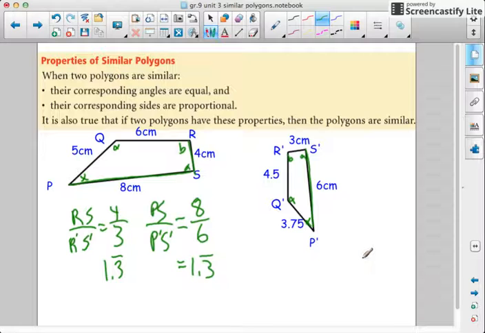So you'd continue to do this for all of the corresponding sides, that one matching up with this one, matching up with this one. And if they were all the same scale factor and all these angles corresponded, then it's a similar polygon.